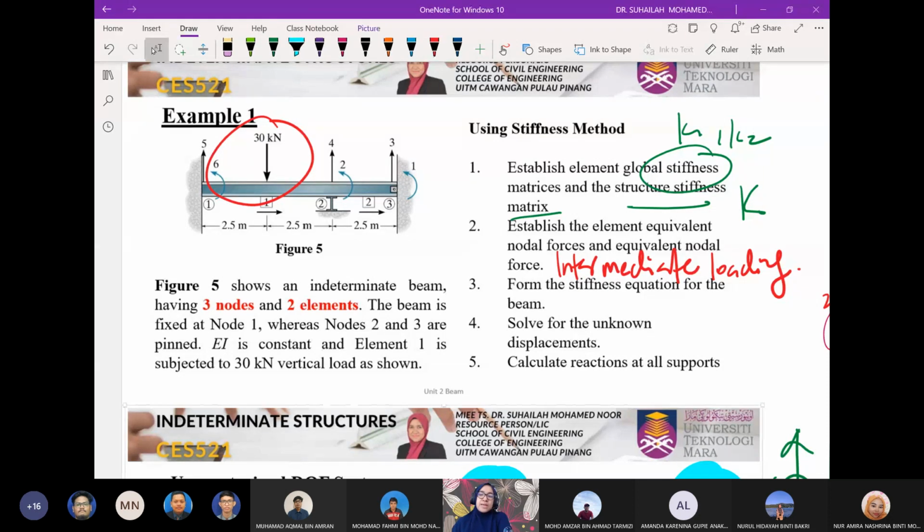Okay, intermediate loading. Because in stiffness matrix method ni, we cannot analyze mid-span punya value, mid-span displacement. So we only can calculate the displacement and the forces at nodes. So whatever, for example, loading subjected on the member, we need to distribute it to the nodes. Kena distribute dulu baru boleh analyze.